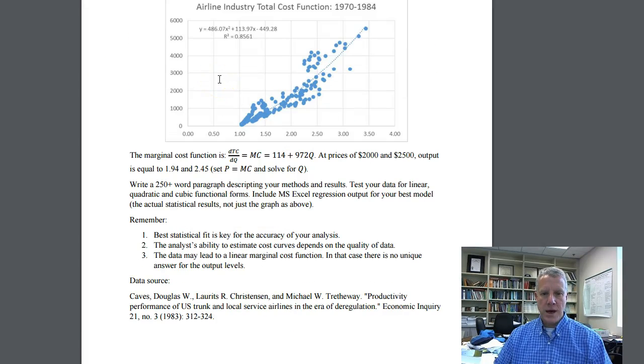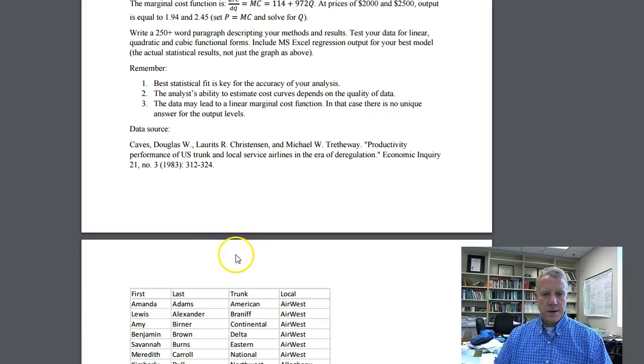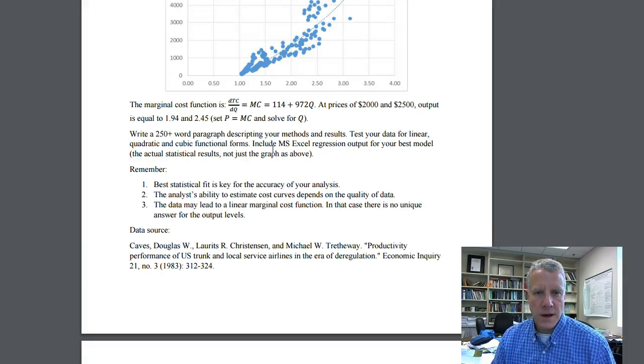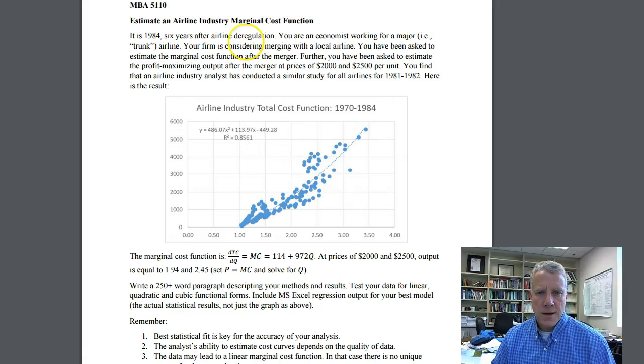So I've found some data from Caves, Christensen, and Trethewey that was published in Economic Inquiry. It's some airline industry cost data. We'll look at it in a second. But imagine it's 1984, 6 years after airline deregulation. You're an economist working for a trunk airline.